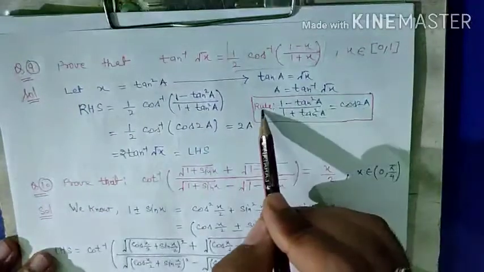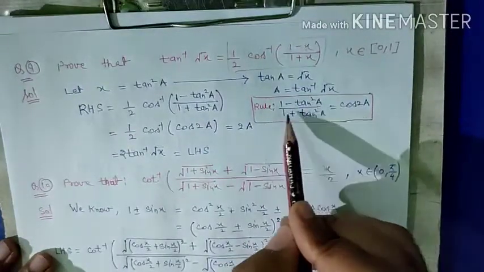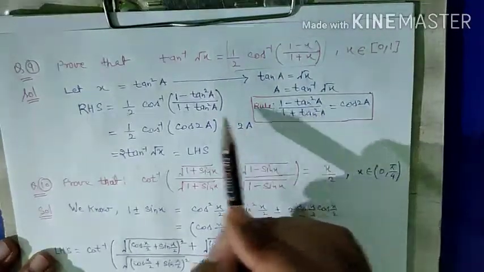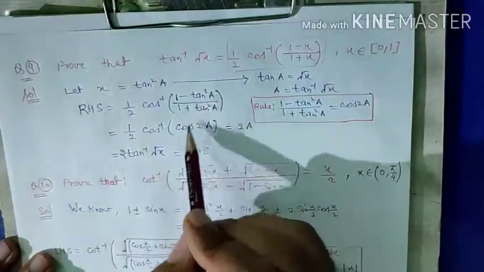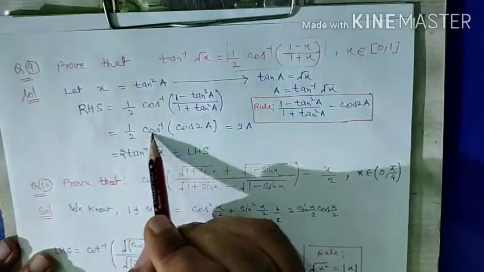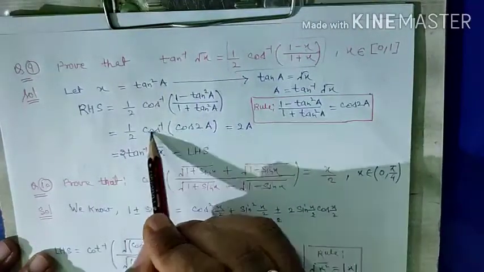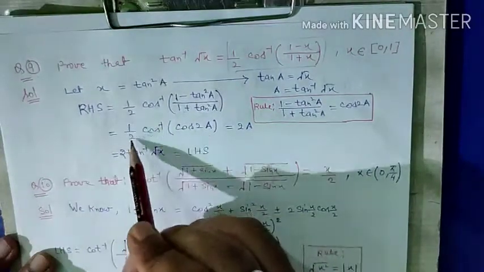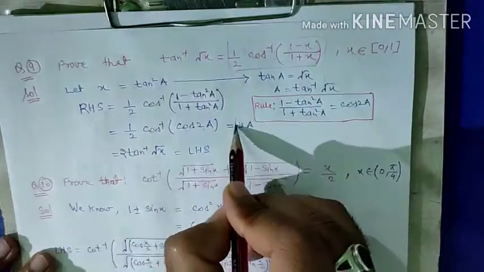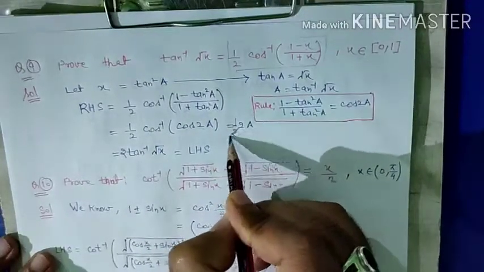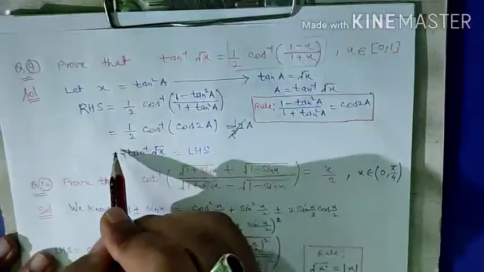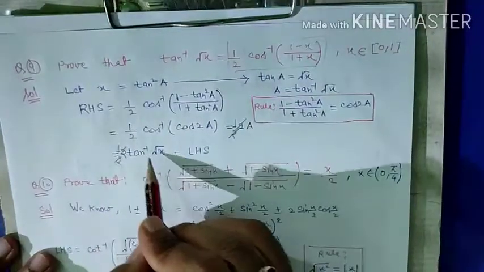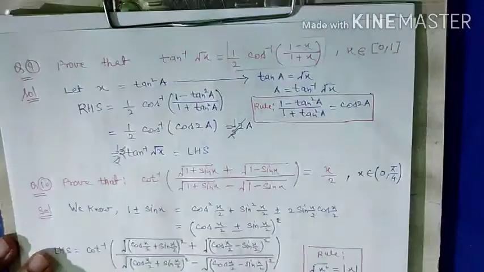Now we know the rule: 1 minus tan square a upon 1 plus tan square a is cos 2a. If I replace this by cos 2a, we get 1 by 2 cos inverse cos 2a. This 2 will be cancelled out with this, so we get tan inverse root x. That was to prove.